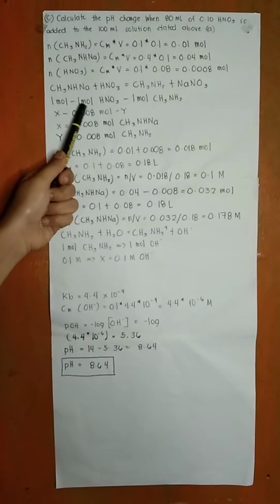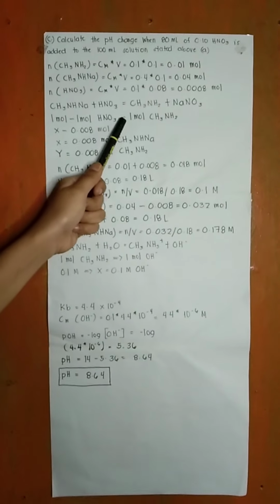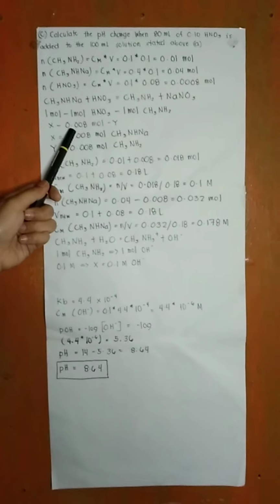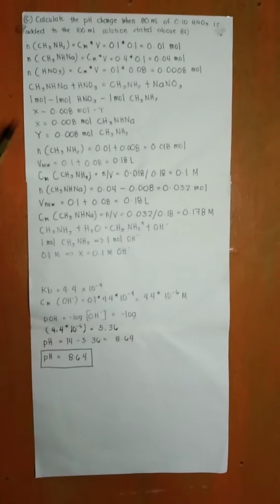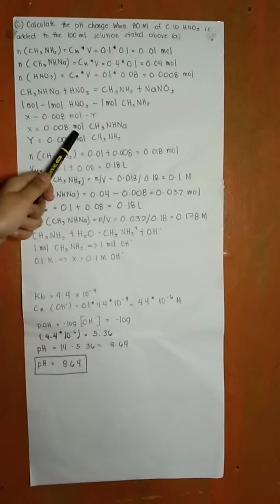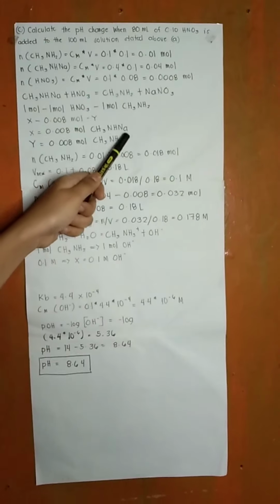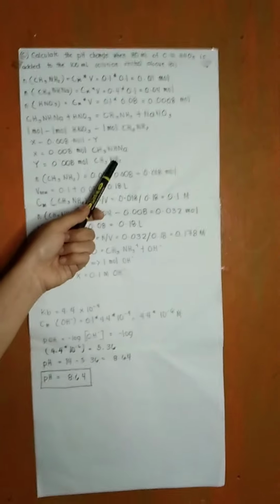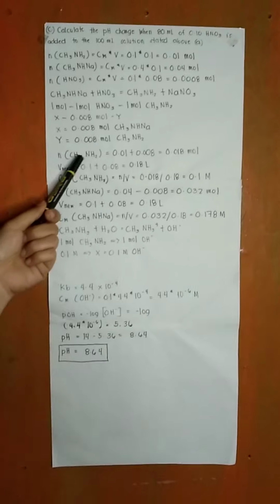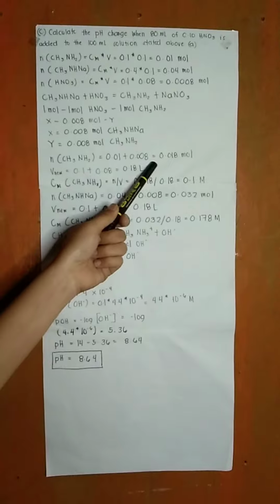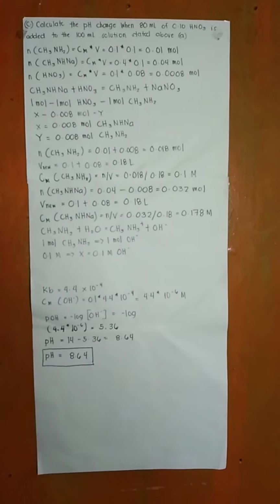1 mole minus 1 mole HNO3 minus 1 mole CH3NH2. X minus 0.008 mole minus Y. So, X is equal to 0.008 mole CH3NHNa and Y equals 0.008 mole CH3NH2. N of CH3NH2 equals 0.01 plus 0.008. The answer is 0.018 mole.